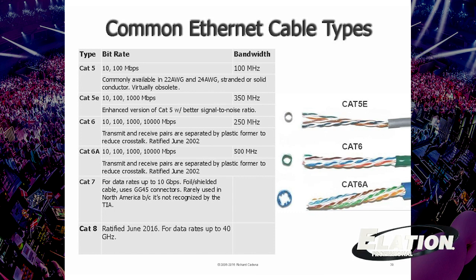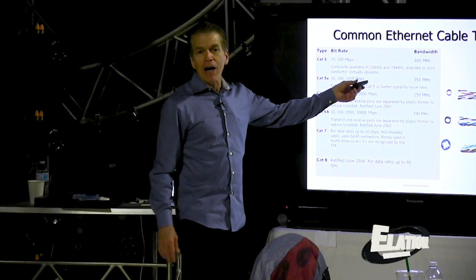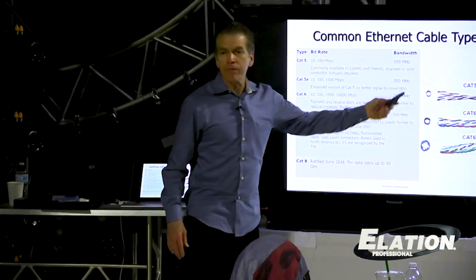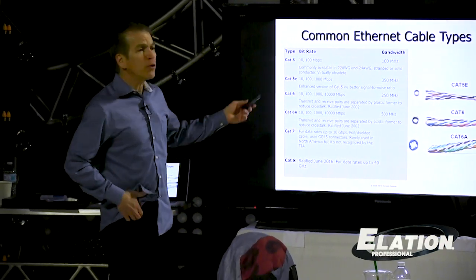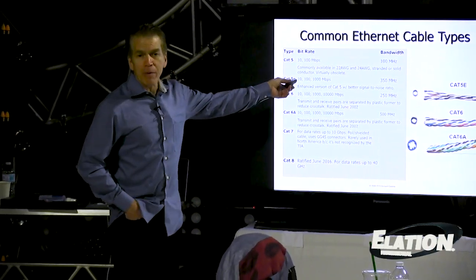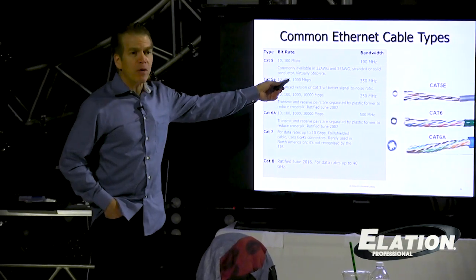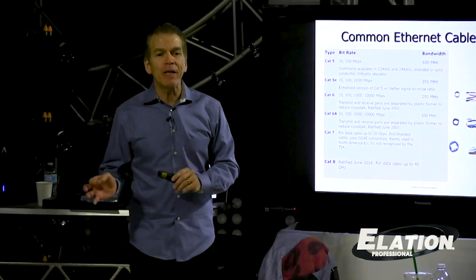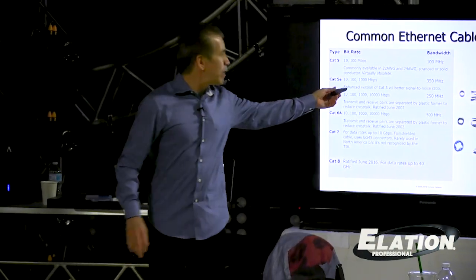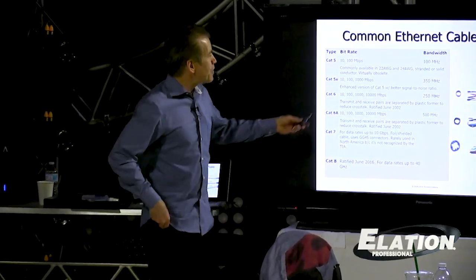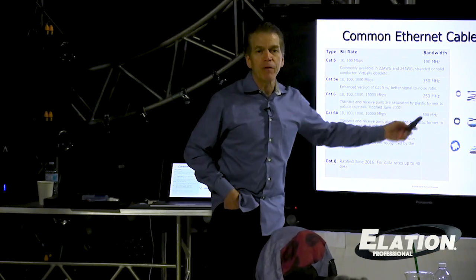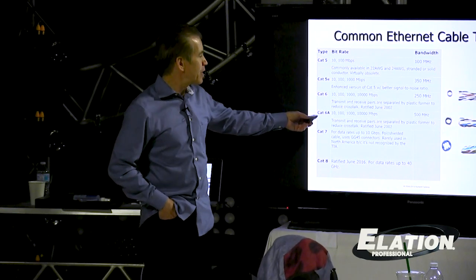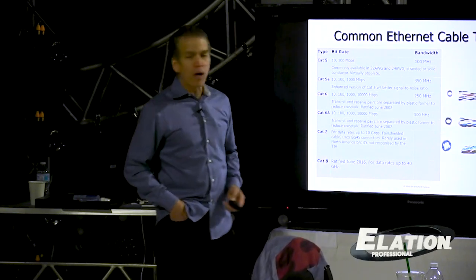Cat 5e is enhanced Cat 5 with better signal-to-noise ratio. It has a bandwidth of 350 megahertz. So you can use Cat 5e with 10 megabit per second networks, 100 megabit or 1,000 megabit per second networks. And 1,000 megabit is a gigabit, so you can use Cat 5e for gigabit networks. Cat 6 has a bandwidth of 250 megahertz. And Cat 6a is augmented Cat 6, and it has a plastic former to help reduce crosstalk.